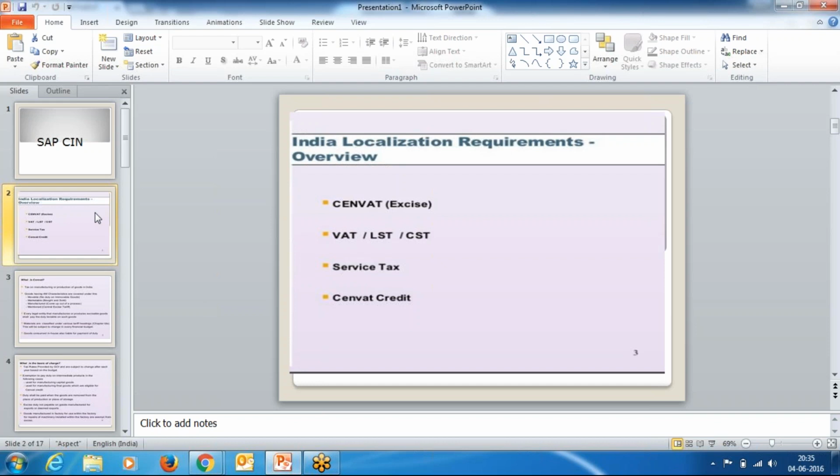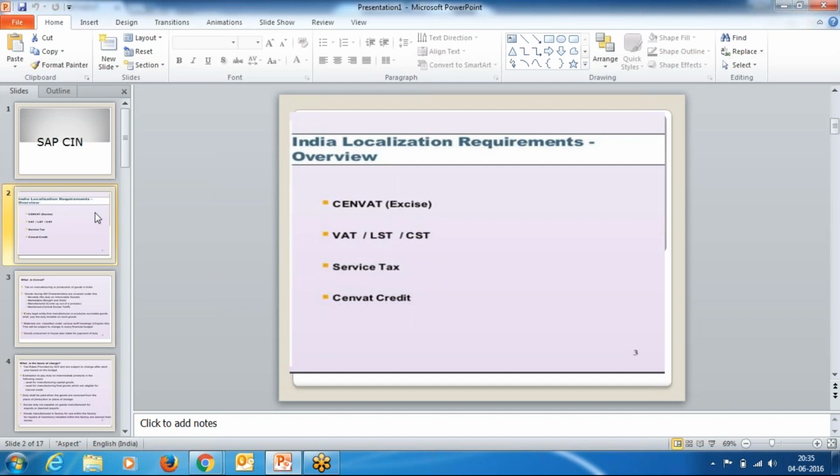So I will start with the very basic thing. SIN is a thing which we cannot easily explain. I hope you have a basic idea about SIN, because SIN is more about the configuration part. SIN is not only linked with one module. It is not only linked with MM. SIN has an integration with MM, a close integration with FI, and a close integration with your SD.